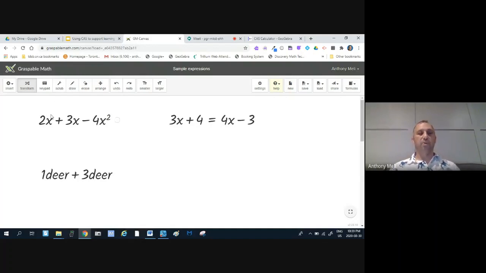So here, for example, 2x plus 3x minus 4x squared. I didn't give it a command. I'm just going to type that in. If I click on the plus sign, it's going to add 2x plus 3x because they're like terms, and we get 5x minus 4x squared.